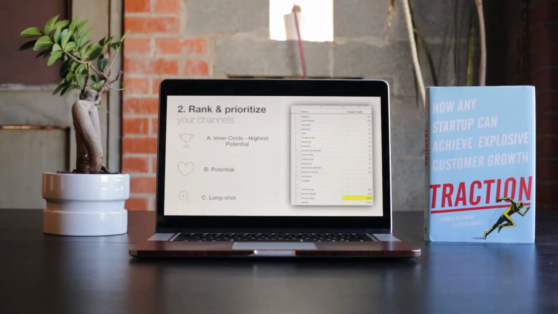Once you have them all laid out and you can see everything at a glance, it's time to start ranking and prioritizing. You can usually do this by putting the channels you're looking at in one of three buckets. You have your highest priority channels. These are the ones that are most likely to succeed. You think they have the best chance, and so the best 3 to 5 you can stick up there.